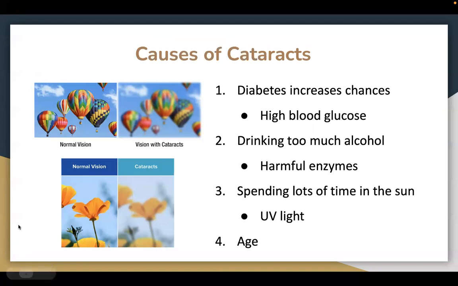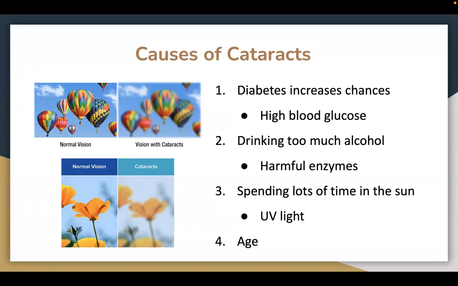Now I will be talking about the causes of cataracts. There are multiple types of causes. These are the four most prevalent and commonly seen, not in any particular order, just the most common. The first being diabetes. People with diabetes have an increase in high blood glucose levels, and this high blood glucose can result in the blood vessels in the retina of your eye being damaged.